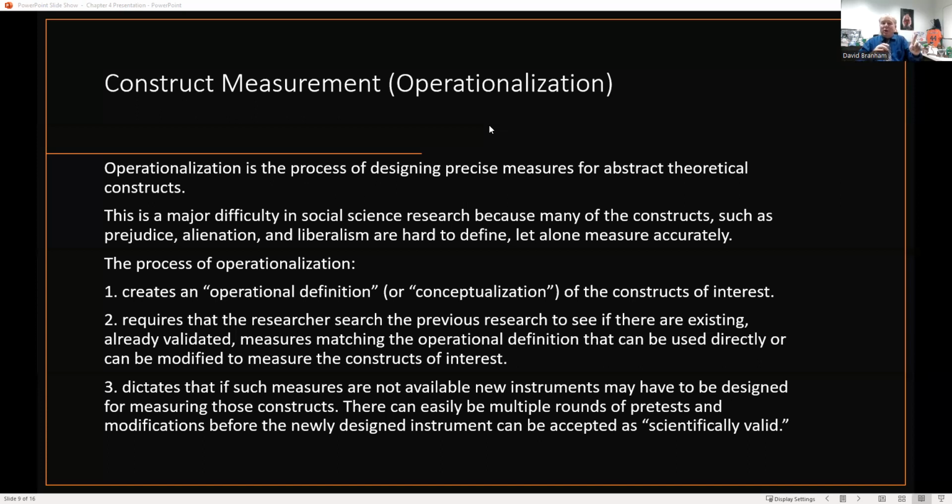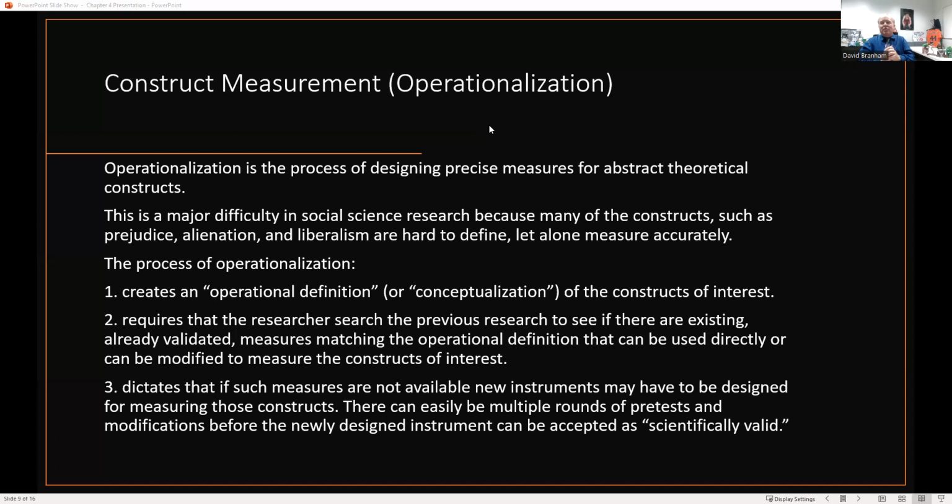It requires that the researcher search the previous research to see if there are existing, already validated measures of that operational definition. If there are, you need to take that into account. You should start with what's generally been accepted. Now, it could be that you have a better adjustment for it, so you go from the generally accepted to an additional adjustment to make it even better. Or there may be no measures available for this new construct that you're trying to measure, and you'll need to start from scratch. If that's the case, you need to define it, measure it, adjust.